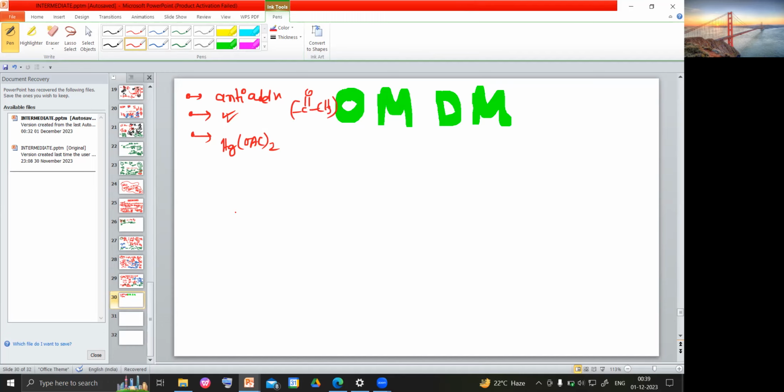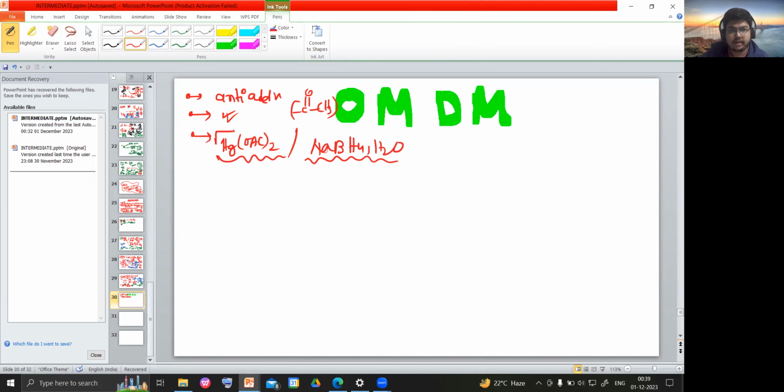Now, sorry, the first step reagent is this. The second step is NaBH4 in water. This is the second step. First one is oxymercuration. Second one is demercuration.